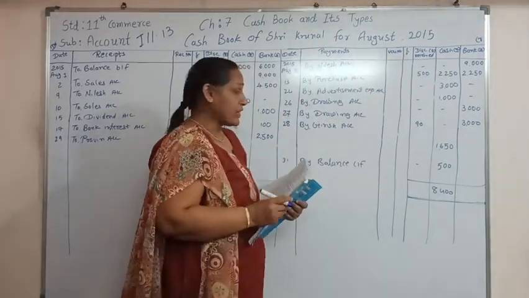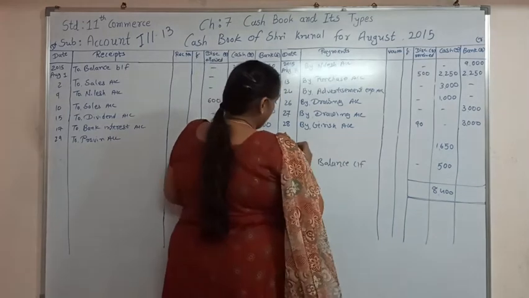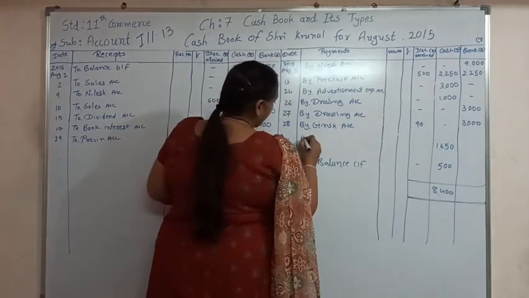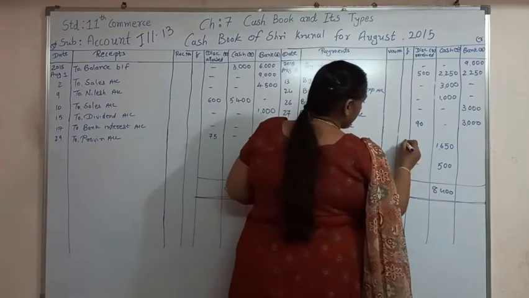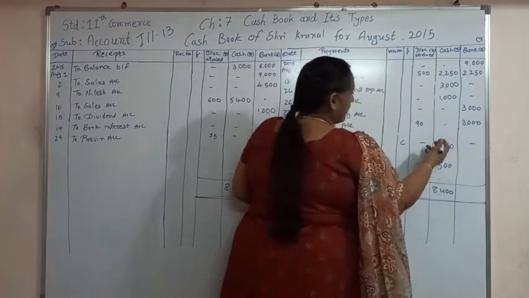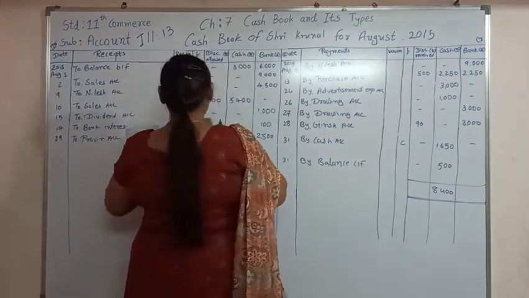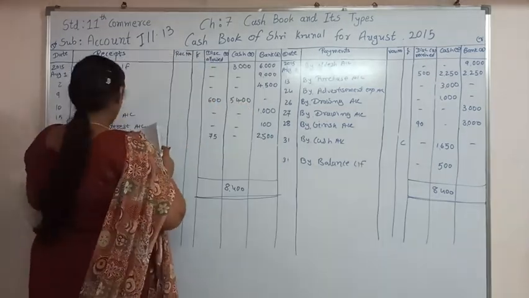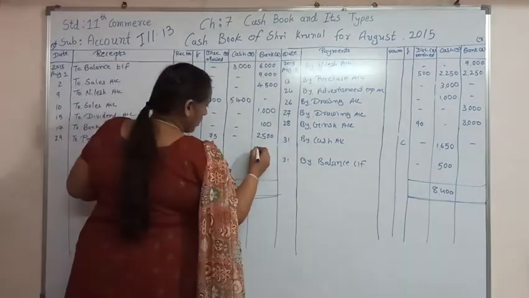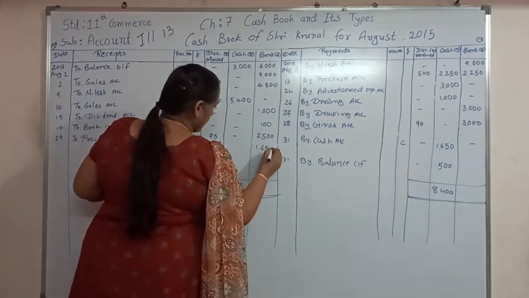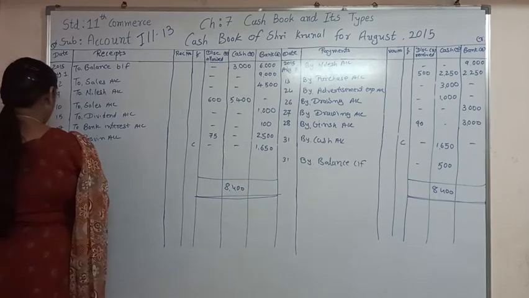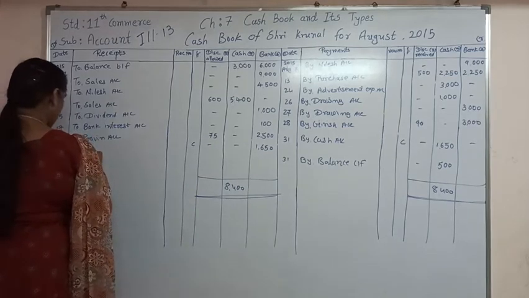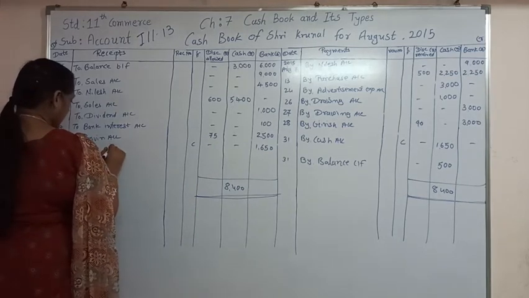1,650, and for that we are going to write down the contra entry on 31st by cash account, and here we will write contra. And this 1,650 we are going to debit to the bank account, 1,650, and here we will write to cash account on 31st, to cash account.